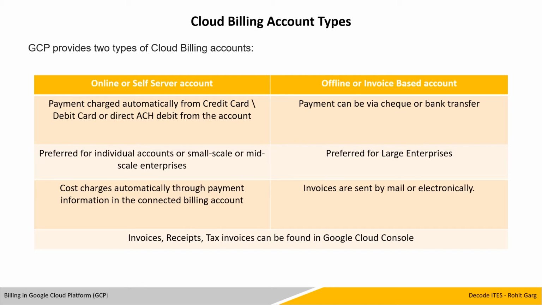Invoices, tax receipts, and tax invoices can be found in Google Cloud Console for both types of billing accounts. This is crucial because when you are creating your account in Google Cloud Platform and setting up a billing account, you can choose which option you want, and on the basis of your eligibility, you can have the correct one for you.